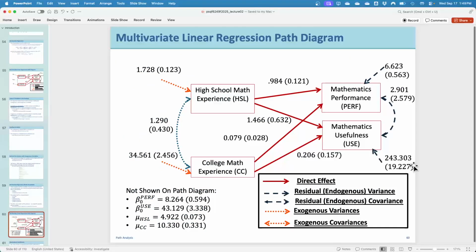Okay, so let's put numbers to this. When we estimate it, you'll see the numbers. All right. I have a number for each, and then I have its standard error.